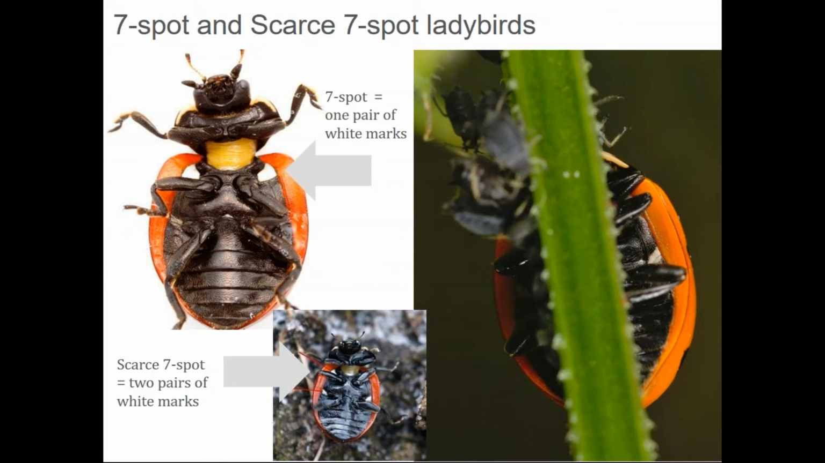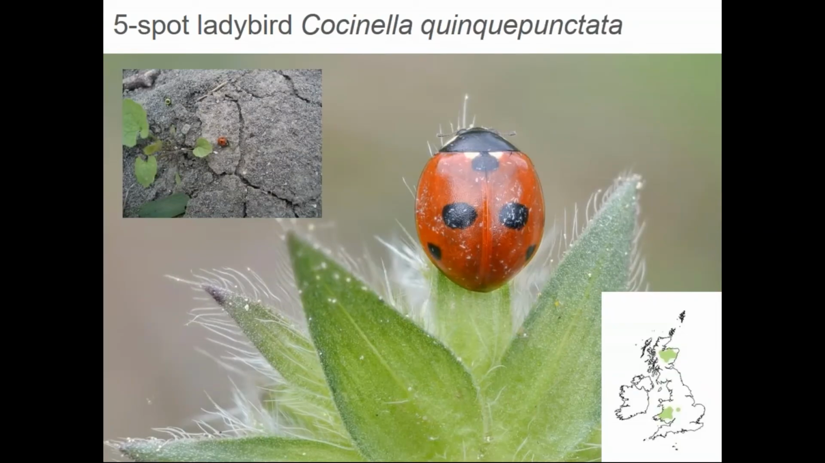More often than not, we kind of get that sighting that we see on the right side of the slide, where it's a little bit obscured, but thankfully you can get a quick glimpse that gives you that certainty that it is a scarce 7-spot ladybird, or indeed a 7-spot ladybird.